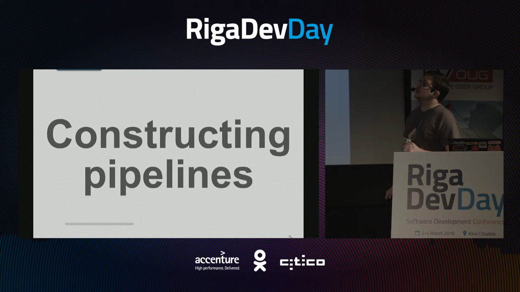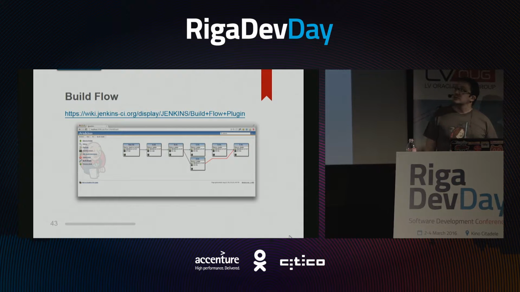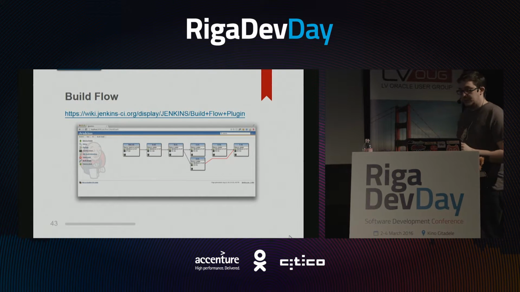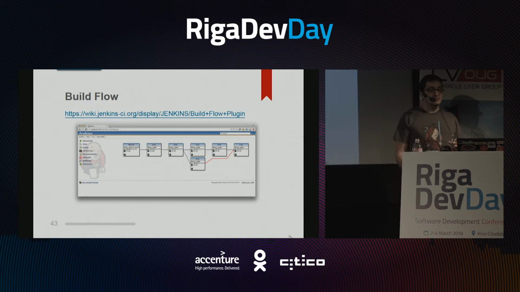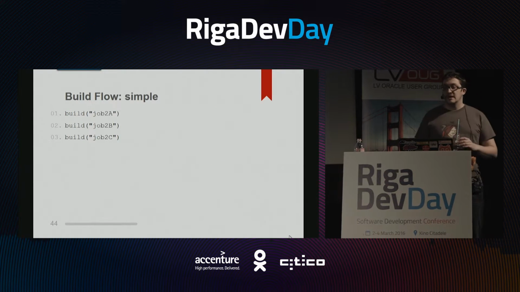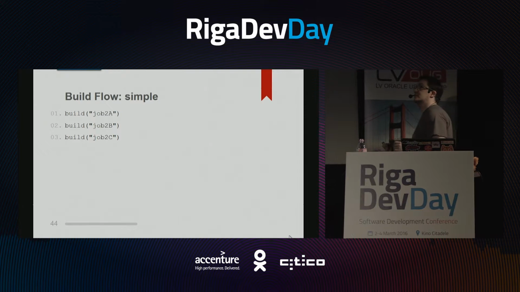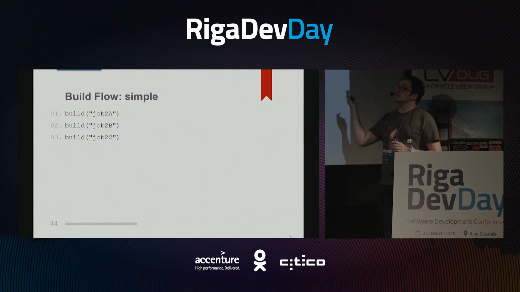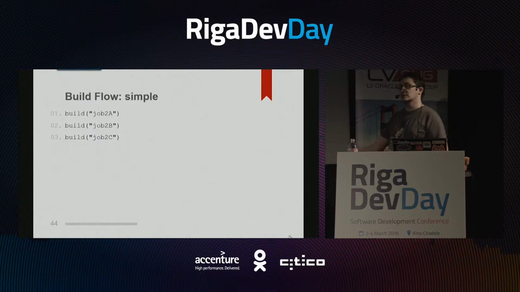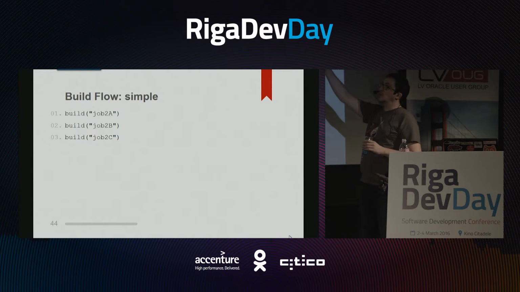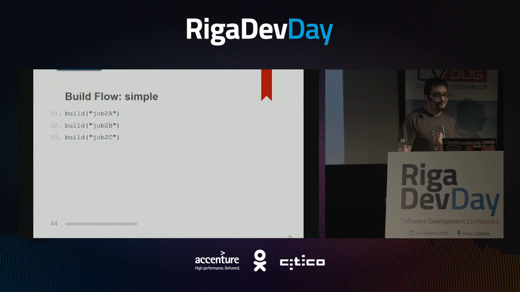But before Jenkins 2.0, there is actually a build flow plugin, which allows you to group several jobs into one block of execution, and that defines another Groovy DSL where you can write things like that. So in this DSL, we just call 3 jobs in a sequence, one after another. And if one fails, of course, the other 2 will not be executed.